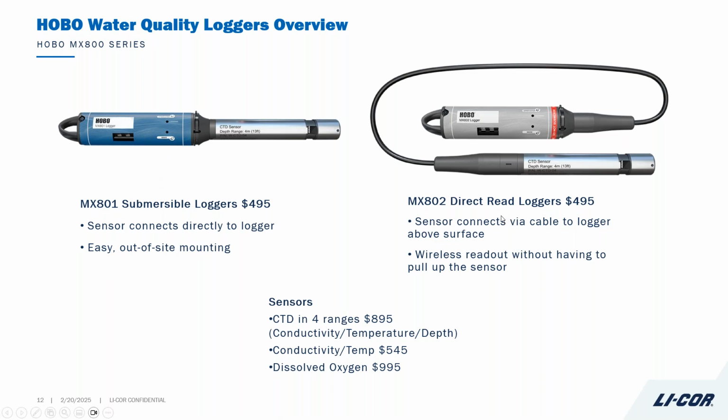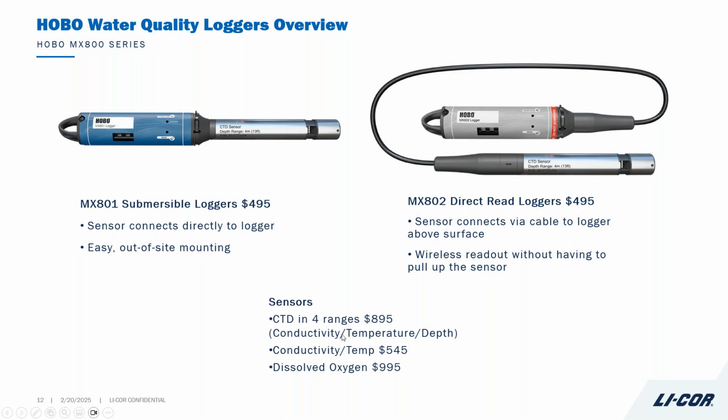Then we also have the direct read loggers, which have the cable, similar to that water level logger I was talking about on the previous slide, that allows a sensor to be in the water while the logger itself is above the water surface for easy data offload. You just make sure to have the appropriate length cable connected to the logger.